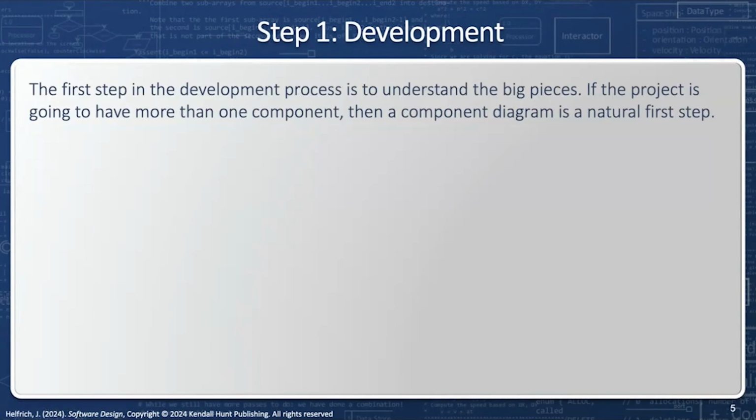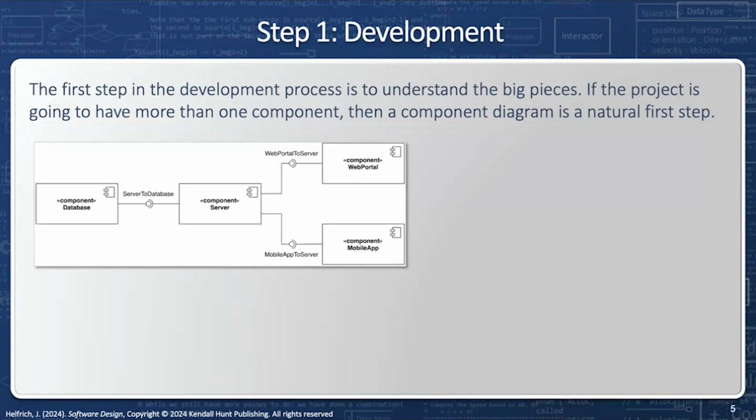The first step in the development process is to understand the big pieces. If the project is going to have more than one component, then a component diagram is a natural first step. So usually I'm going to start with something really big like this. I'm going to have a web portal and a mobile application, and that's connected to a server, and the server is going to be connected to a database.